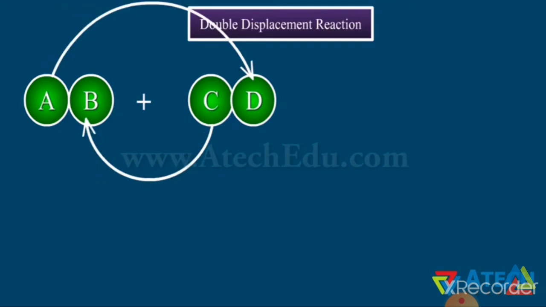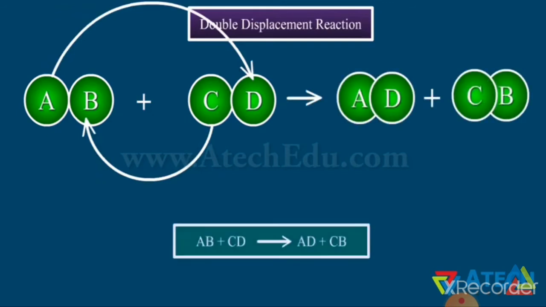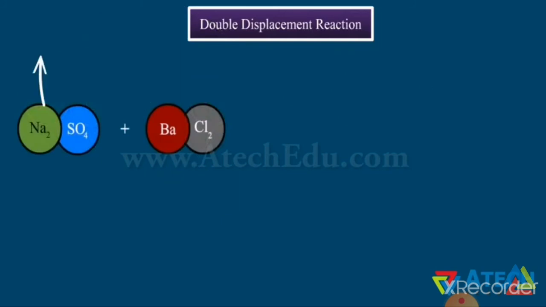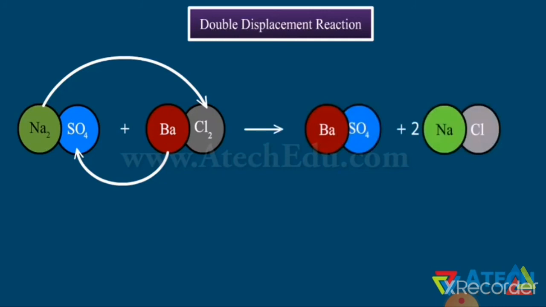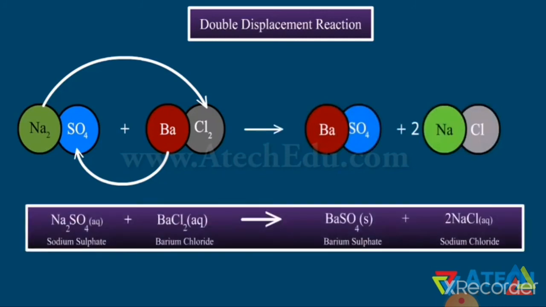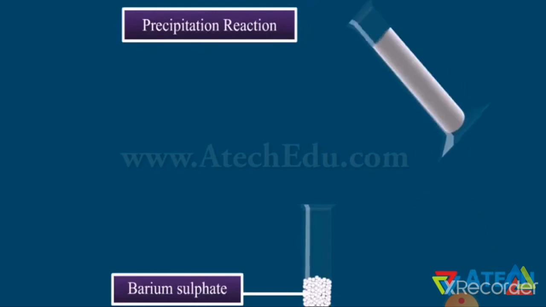Now double displacement reaction, in which ions are exchanged between both the reactants. Here AB plus CD gives AD plus CB. A displaces D and C displaces B. For example, sodium sulfate plus barium chloride gives barium sulfate plus sodium chloride. This is another example of double displacement reaction.